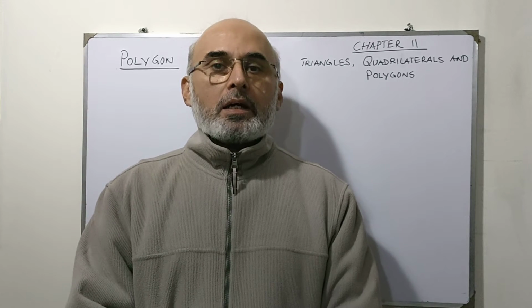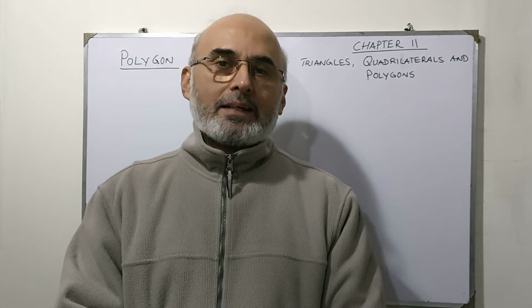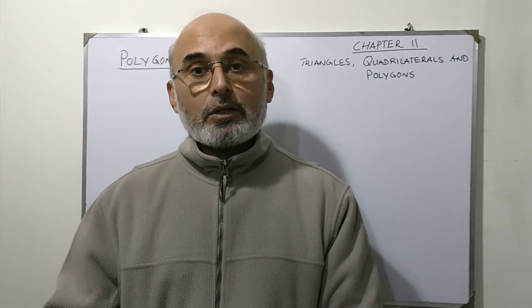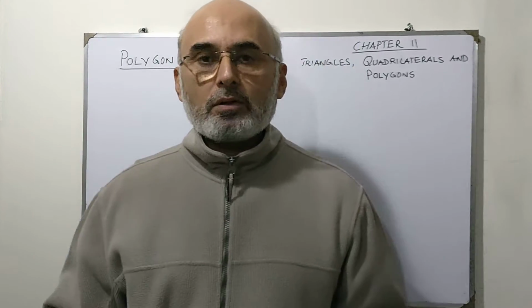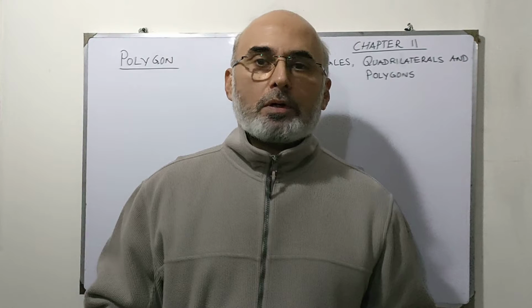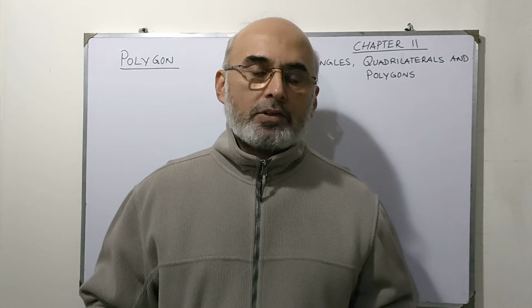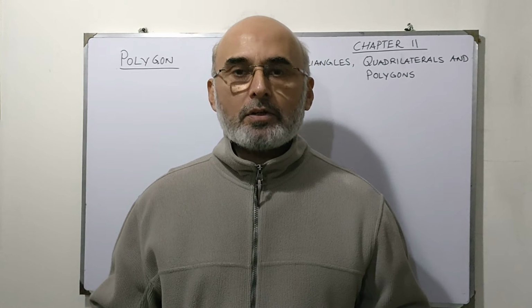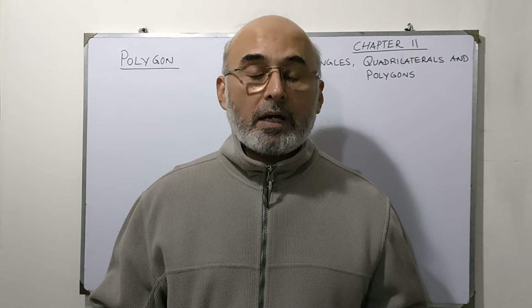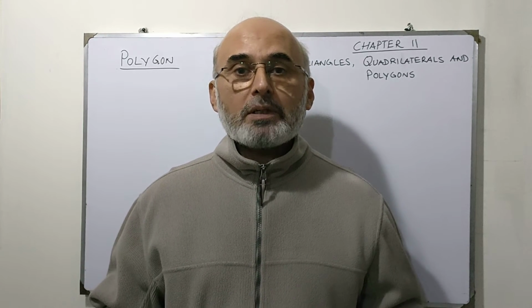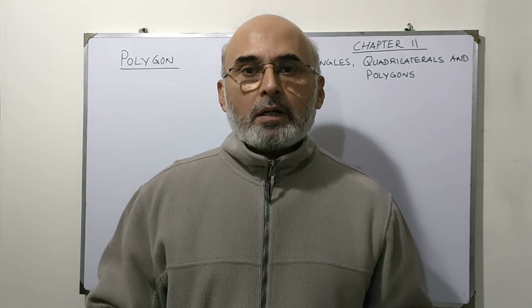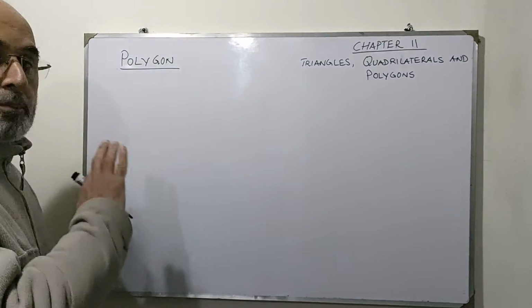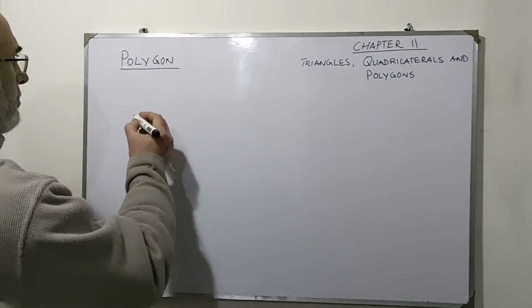Okay, so let's start a polygon. And before that, one more thing. If all the sides and angles of any polygon are equal, then we are going to say that it's a regular polygon. Otherwise it's not a regular polygon. For a regular polygon, either it's a triangle, square, pentagon, or hexagon, the sides have to be equal, and the angles have to be equal. Then it's a regular polygon.